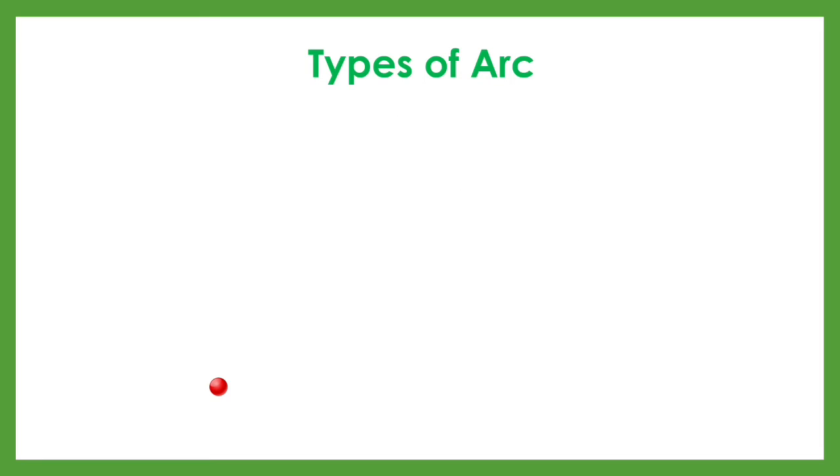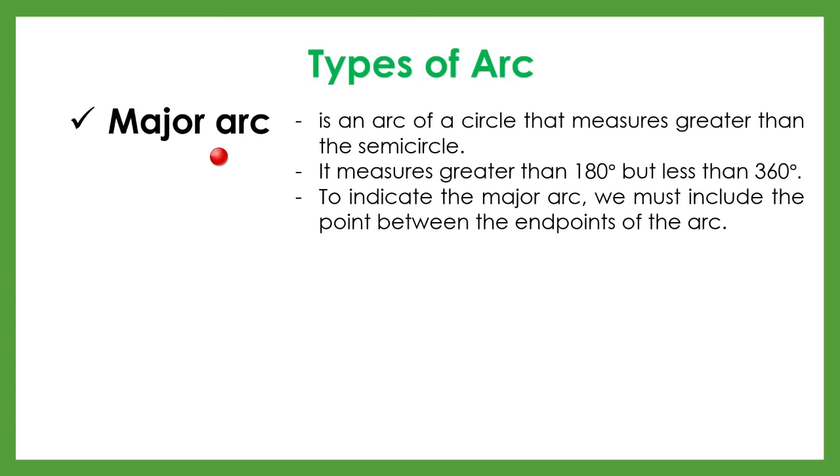Let's have the third type of arc, that is major arc. Ano naman ang major arc? It is an arc of a circle that measures greater than the semicircle. It measures greater than 180 degrees but less than 360 degrees. To indicate the major arc, we must include the point between the endpoints of the arc.